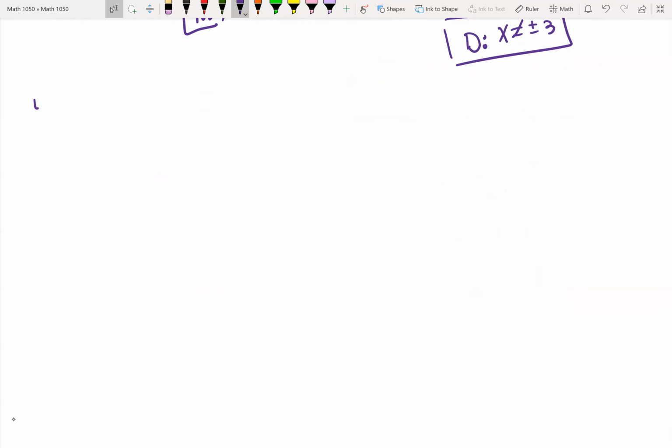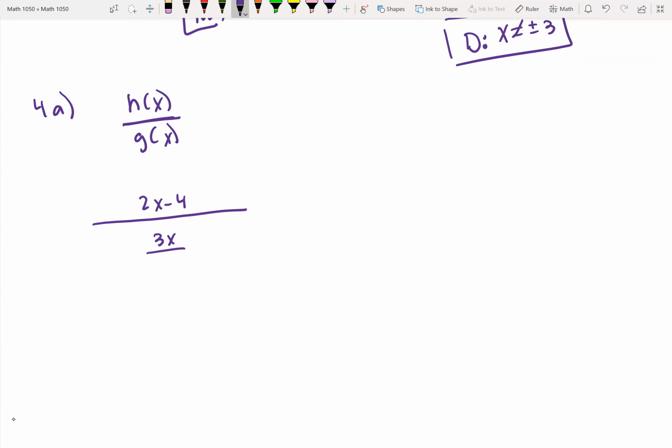All right, question 4a. This is h of x divided by g of x. See that bar right there? I'm going to make it long. Up above that, write your h of x, which is 2x minus 4. Underneath it, write your g of x, which is 3x over x minus 4. Now I'm going to make that long division line a division symbol. So it looks like that.